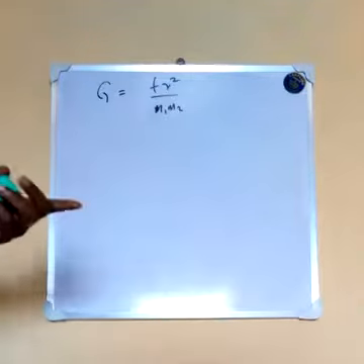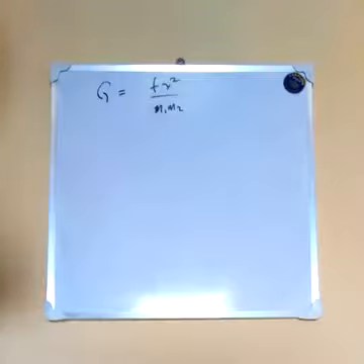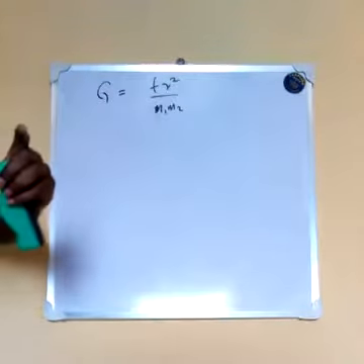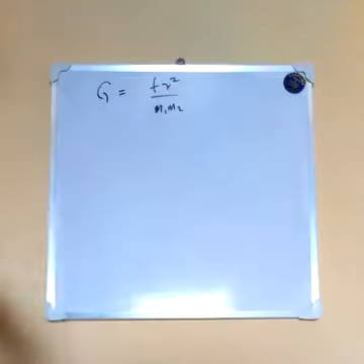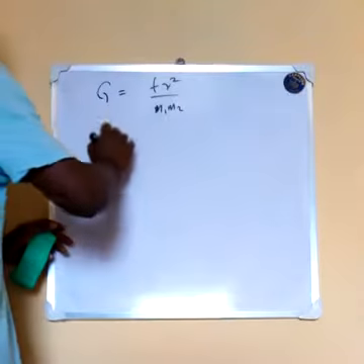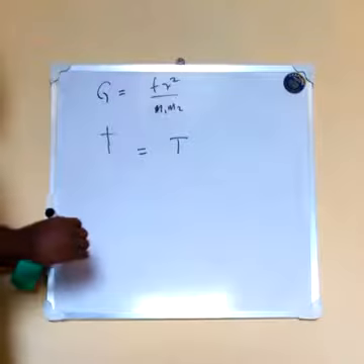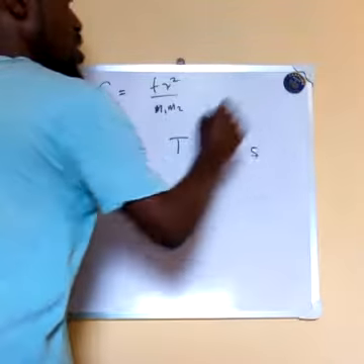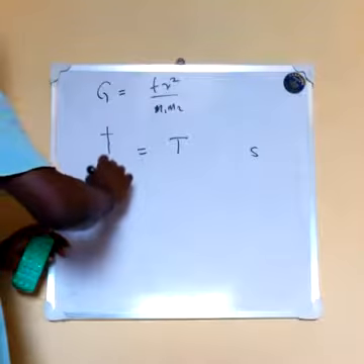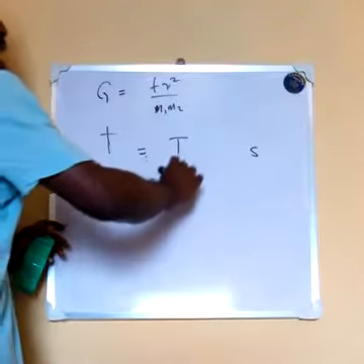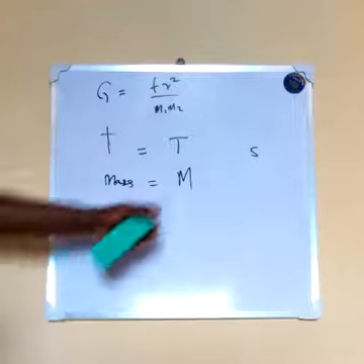Then when it comes to dimension, three fundamental quantities are very important. It is upon them that other quantities are built. So the first one is time. Time is dimensioned as T, capital T, and the unit is second. Then you have mass. Mass is dimensioned as capital M. That is how you dimension mass.